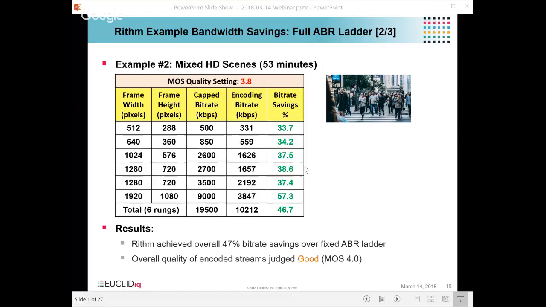However, upon viewing the output streams, the customer might decide that the quality needs to be higher than 4. In that case, the customer can send the same video to Rithm, but with a higher desired MOS quality of 4.25. With this higher quality setting, Rithm's overall bitrate savings over the fixed ABR ladder was lower, though still 14%. However, the quality of the output encoded streams was now judged as very good to excellent, equivalent to a MOS of 4.5. Thus, by varying the desired quality setting at the input, the customer can use Rithm to trade bandwidth savings for higher output quality.